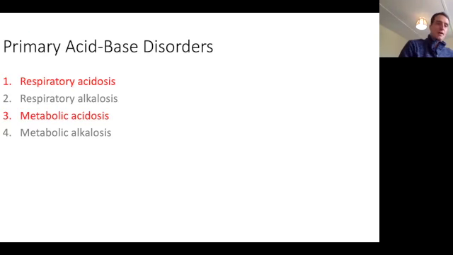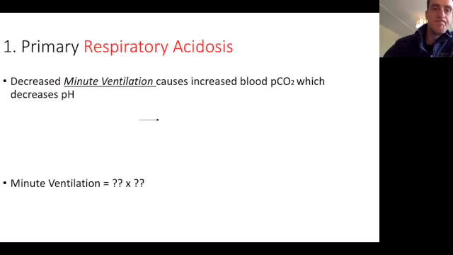So let's move on to talk about primary acid-base disorders. The first topic will be respiratory acidosis. We'll move on to respiratory alkalosis, metabolic acidosis, and metabolic alkalosis. I'll spend a little bit of time on each of these since it's important as a foundation to understand how these come about and how they're modulated.